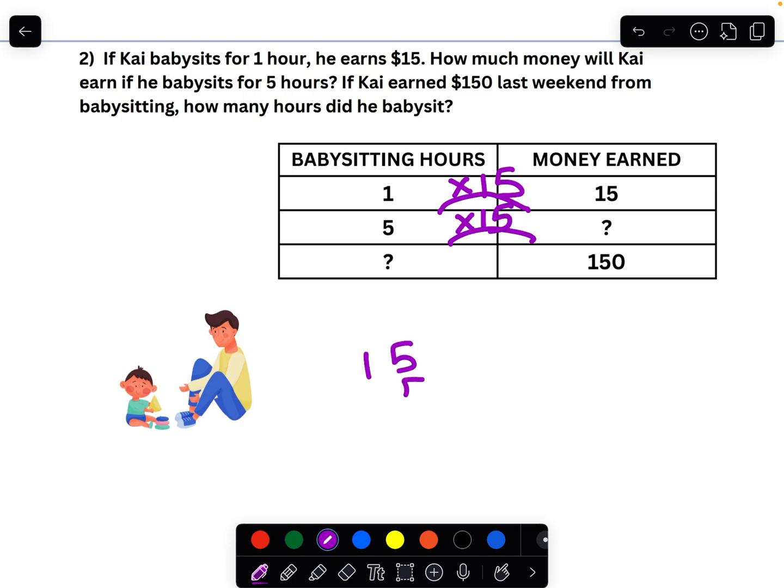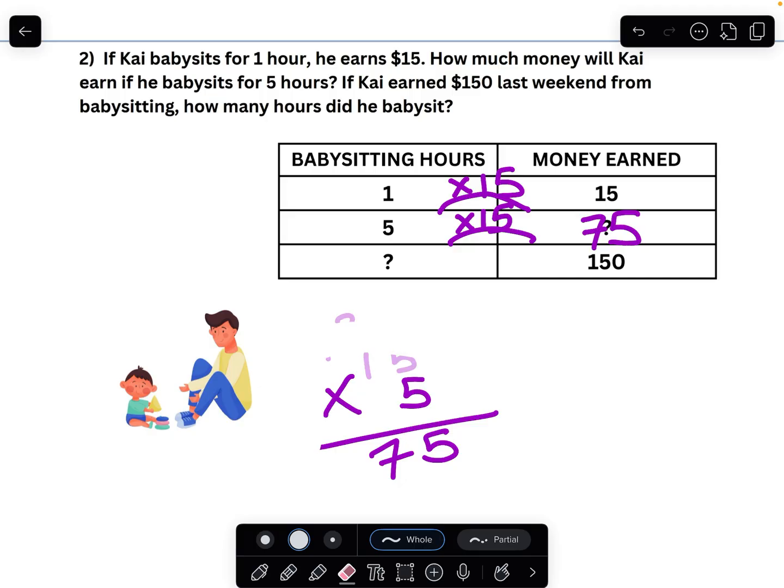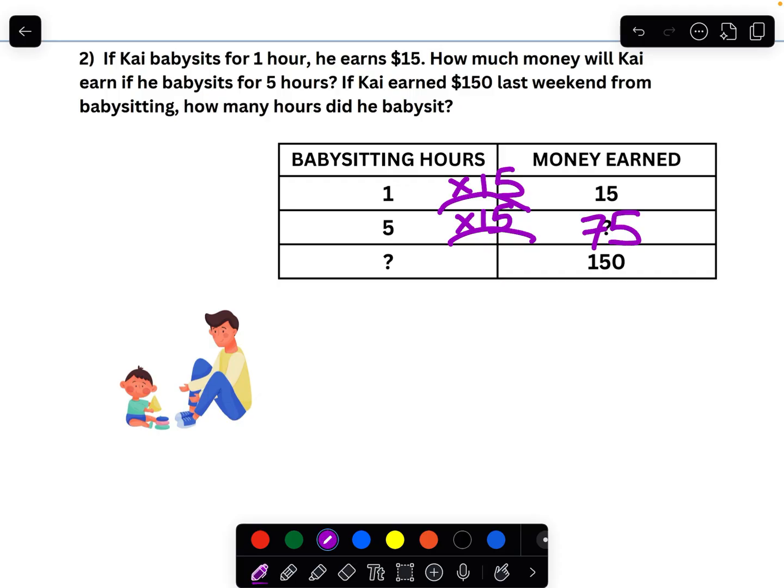So 5 times 15 is what? Well, 5 times 5 is 25. I'm going to carry the 2. We've got 75. So if Kai babysits for 5 hours, he earns $75. Now, what about if he earns $150? How many hours did he babysit for?